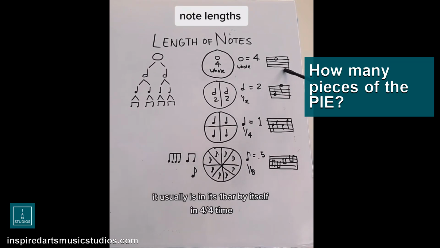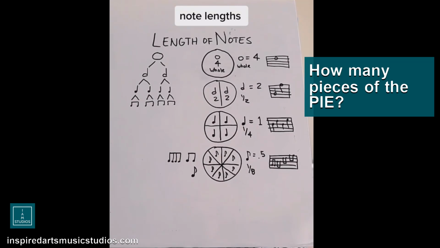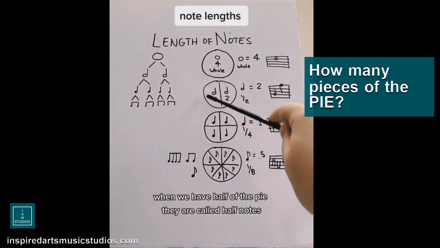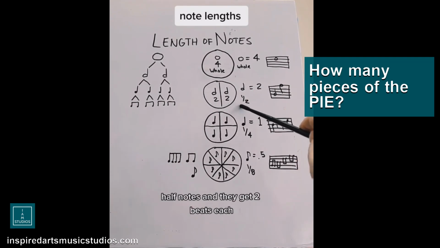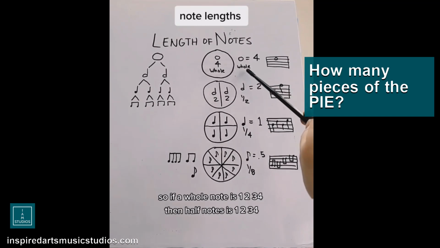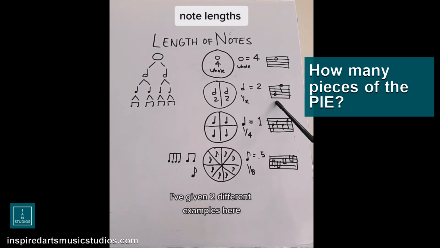So the whole pie is literally the whole note, and it gets 4 beats. It usually is in a bar by itself in 4/4 time. When we have half of the pie, they are called half notes, and they get 2 beats each. So if a whole note is 1, 2, 3, 4, then half notes is 1, 2, 3, 4. I've given 2 different examples here.